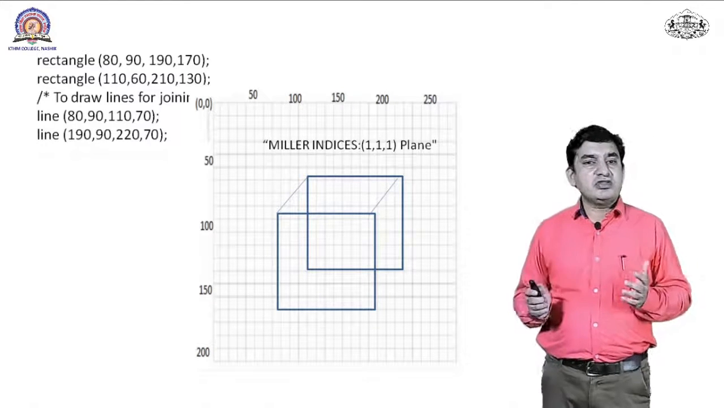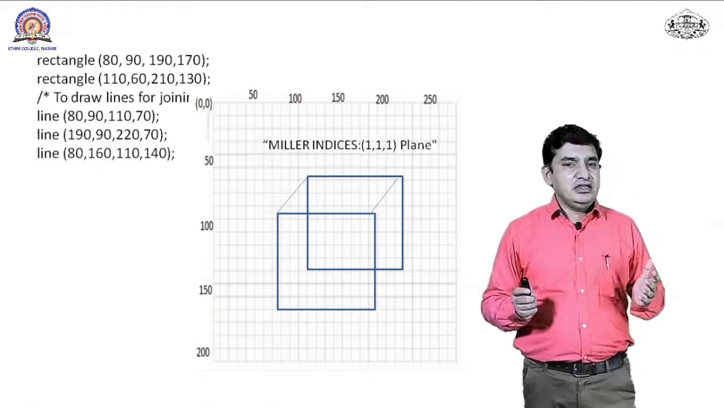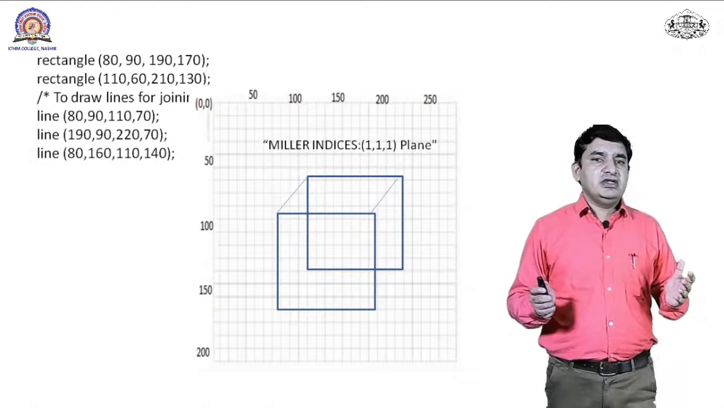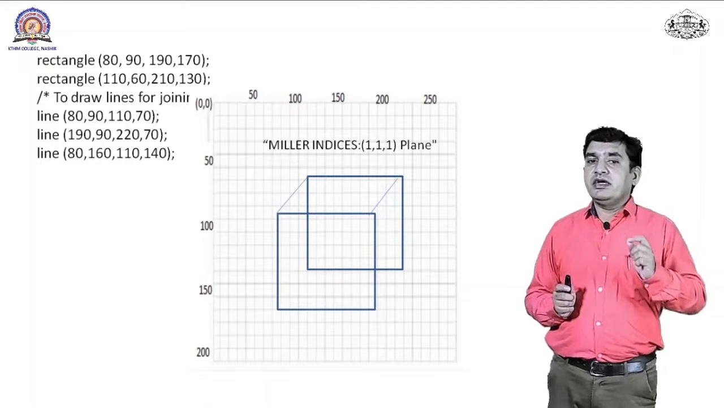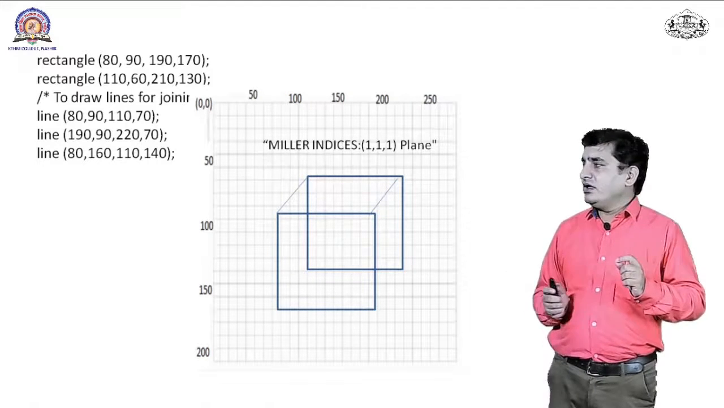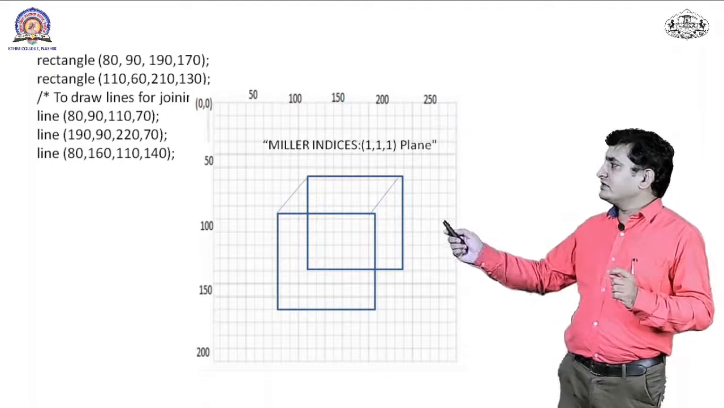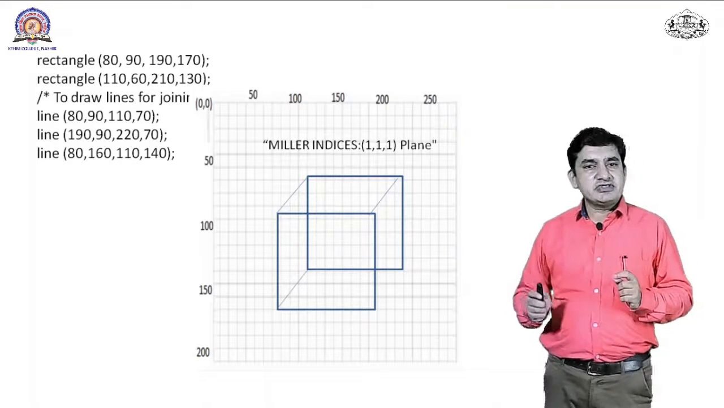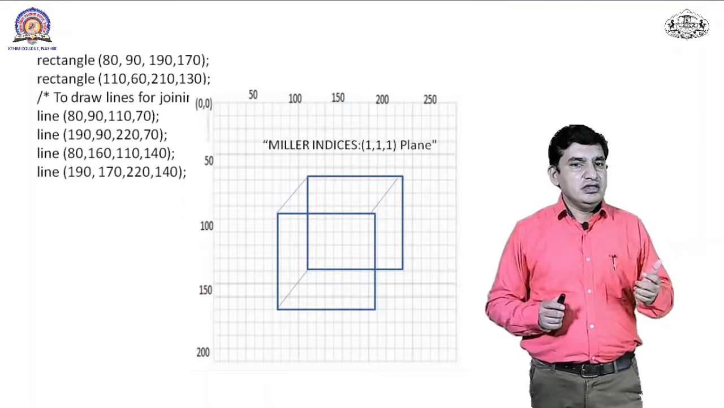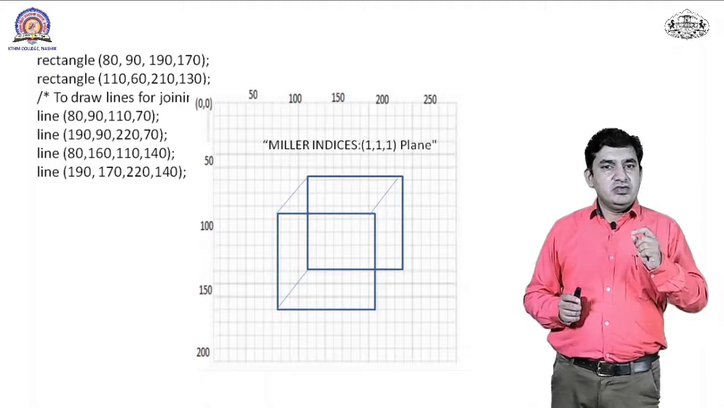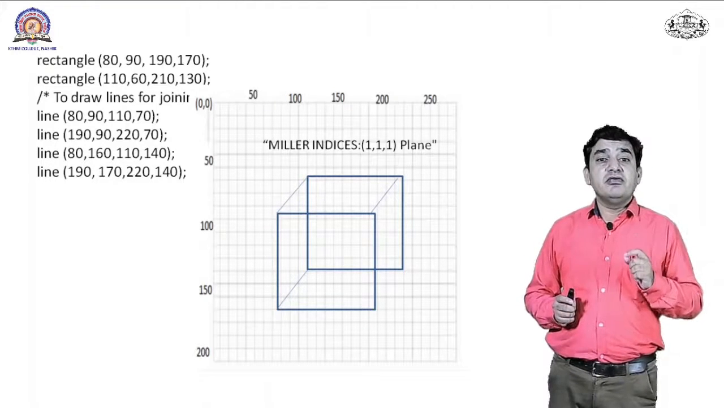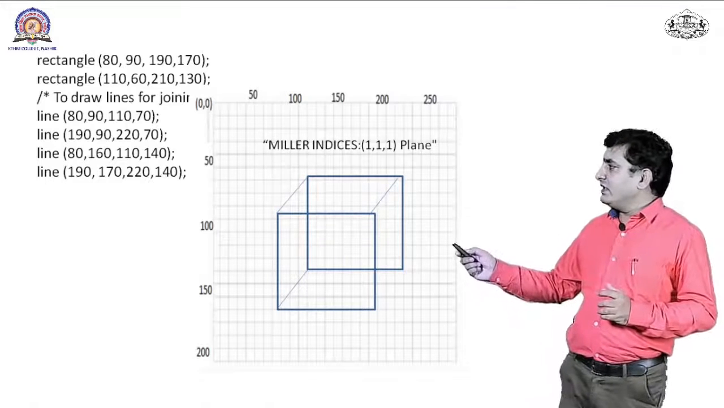Now we have to draw the third line, having coordinate 80, 160 and 110, 140, and the line is like this. Next is a line having coordinate 190, 170 and 220, 140, and the line is like this.